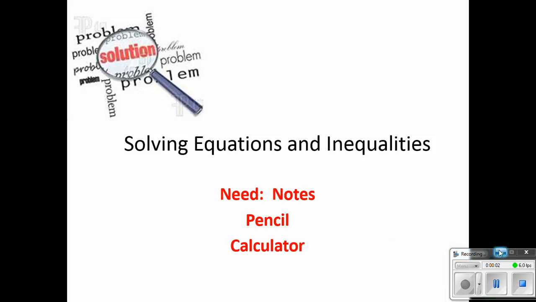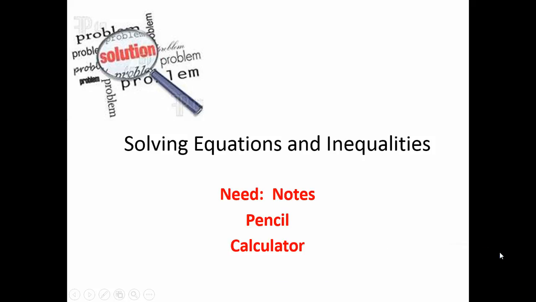Hello, ladies and gentlemen. Today we are going to take a look at solving equations and inequalities. So you probably remember most of this from Algebra 1. You also did quite a bit of solving in geometry, so these skills should be pretty fresh in your mind, but it doesn't hurt to review. So for this, you're going to need some notes, a calculator, and of course something to write with.